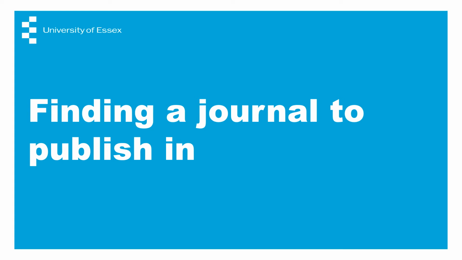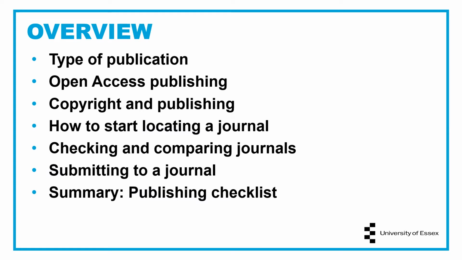This video outlines things to consider when looking for a journal to publish in. We'll cover a range of topics including types of publications, copyright options, and how to compare journals when deciding which one to submit to. If you would like to skip ahead to a specific topic, please see the description box below for timings. But we'll make a start by looking at different types of publications.